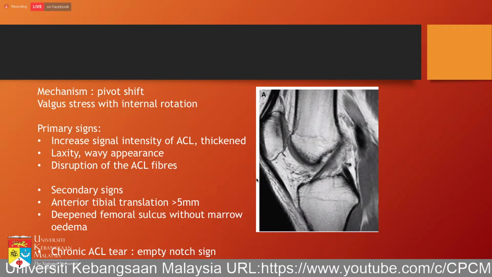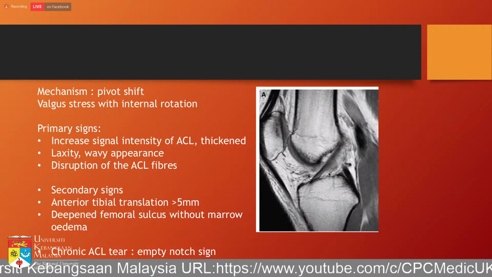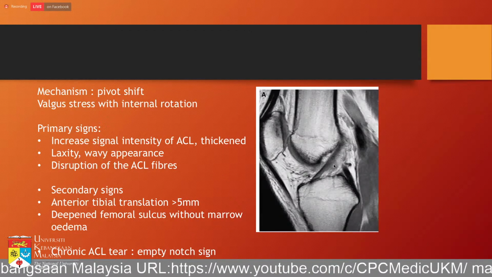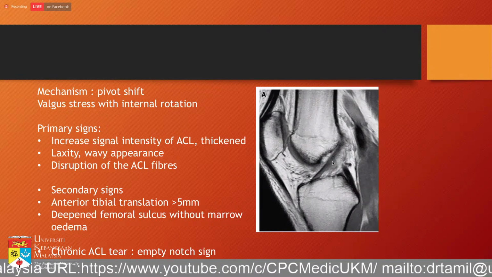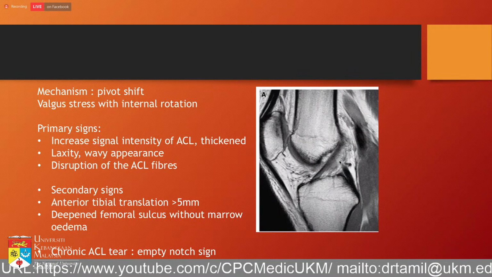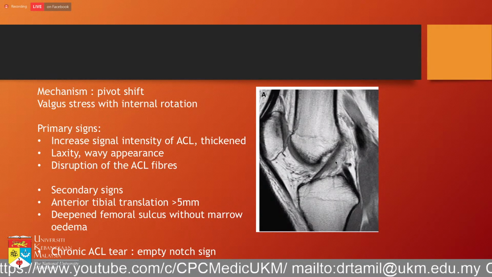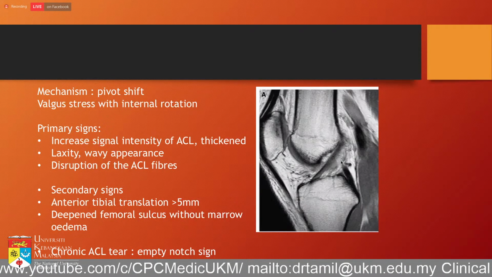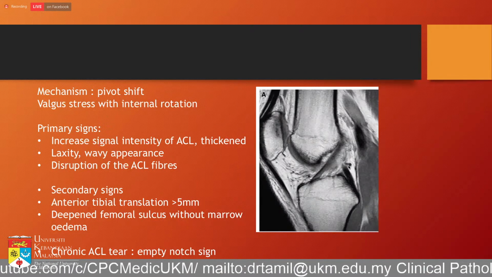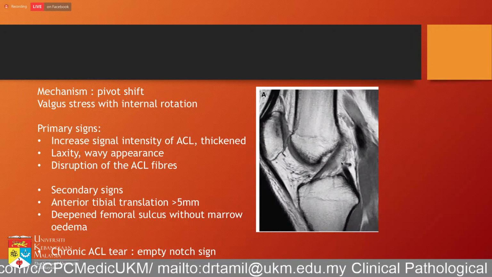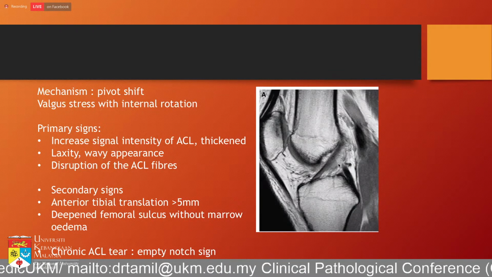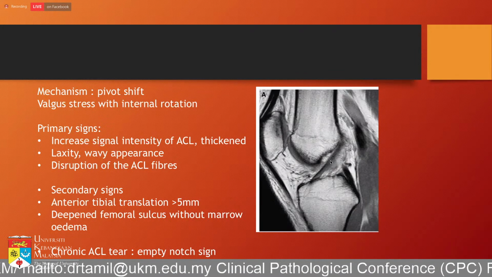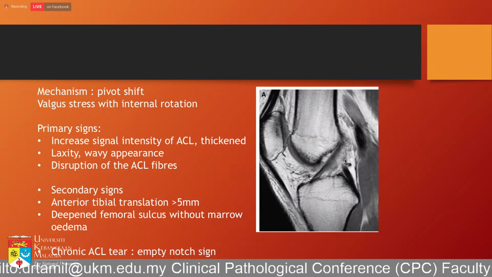So if there is any laxity or any wavy appearance or any disruption of the ACL fibers with increased signal intensity of the ACL, and also if the ACL appears thickened, that would indicate there is a tear of the ACL. Then you have to think of whether it's a partial tear or a full thickness tear or a complete tear.